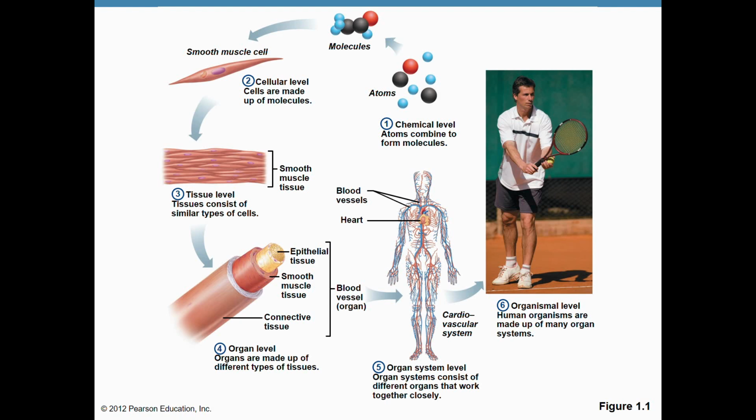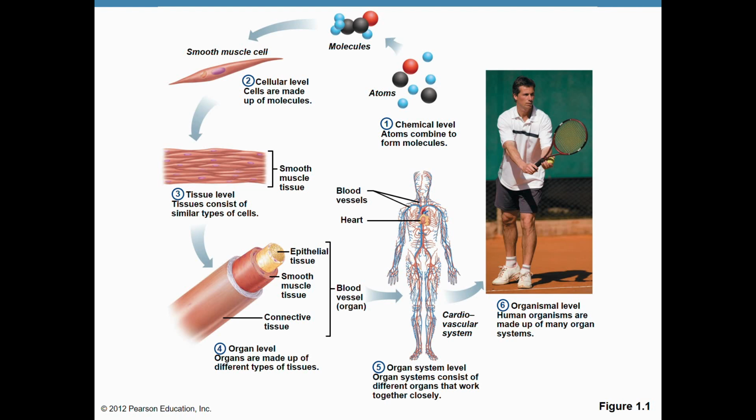Atoms combine to form molecules. So what are molecules? Molecules are two or more atoms that join together, and these are composed of carbon, hydrogen, oxygen, nitrogen, phosphorus, calcium, and sulfur that are essential for maintaining life. An example of these molecules in the body is DNA, or deoxyribonucleic acid, which is the genetic material that is passed from parent to offspring. The other molecule is glucose, which is commonly known as blood sugar.